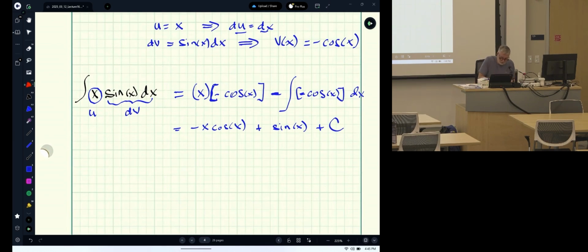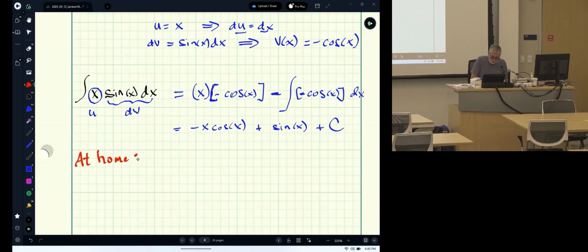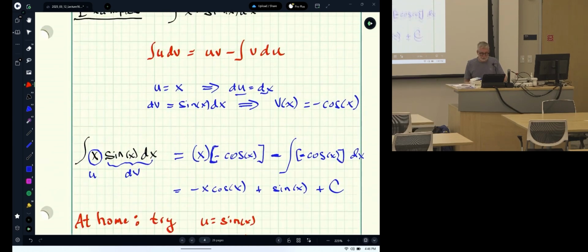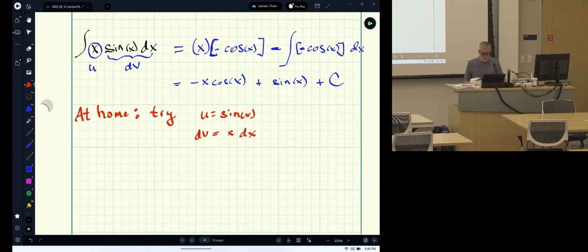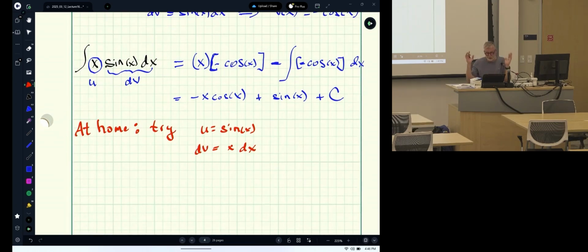Then at home, try the other choice. Let u equal sine of x and dv equal x dx. Those are both easy to differentiate. They're easy to integrate. But you'll end up with a harder integral than the one that you started with. So that's the art, okay?